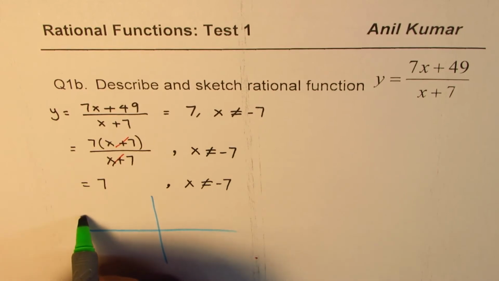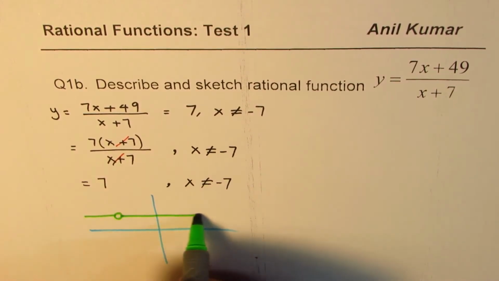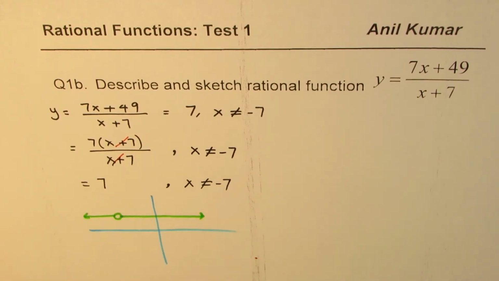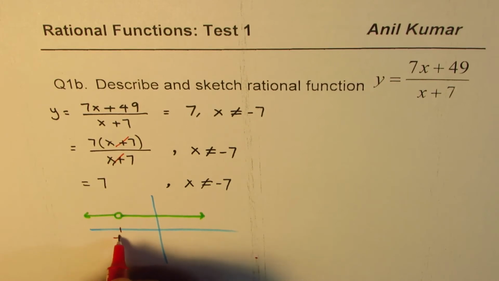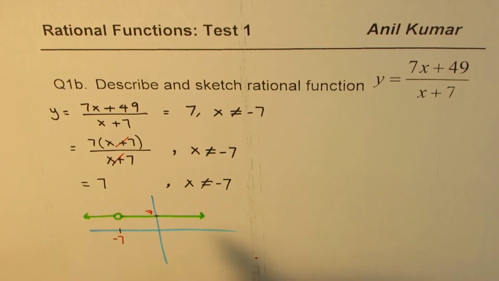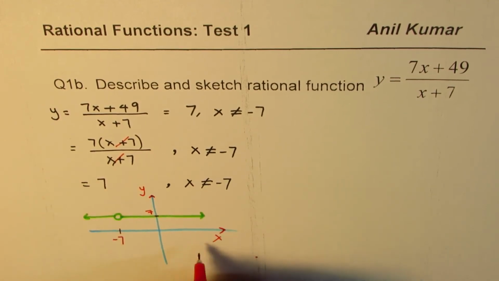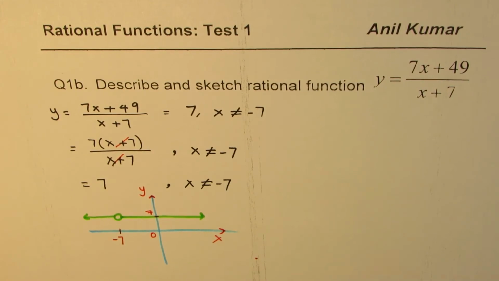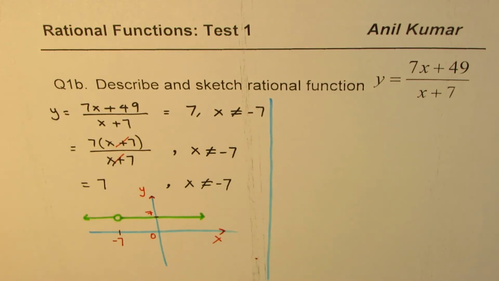So we could do it like this: a hole at minus 7 and then a horizontal line. That describes it: at minus 7 we have a hole, and the value everywhere else is 7. Is it okay? So that is the graph, a rough sketch which can help you understand what we did. That is how we could analyze this particular function.